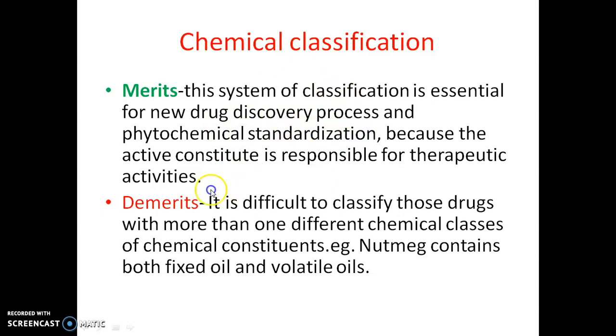And demerits of this system: it doesn't consider the morphological features of the drug, and sometimes it also overlooks certain therapeutic activities of the drug. It is difficult to classify drugs with more than one chemical class. For example, nutmeg contains both fixed oil and volatile oil, so it is difficult to categorize in a particular category, either fixed oil or volatile oil.